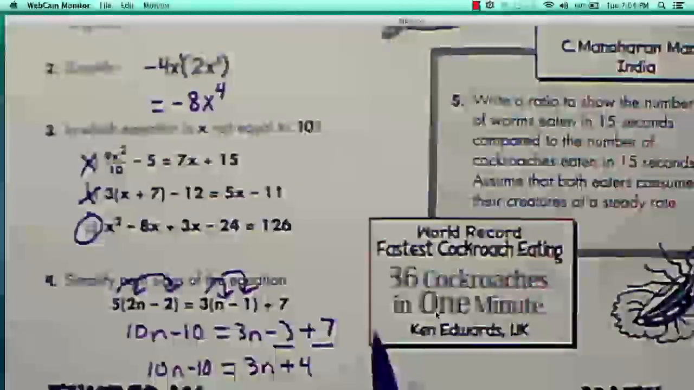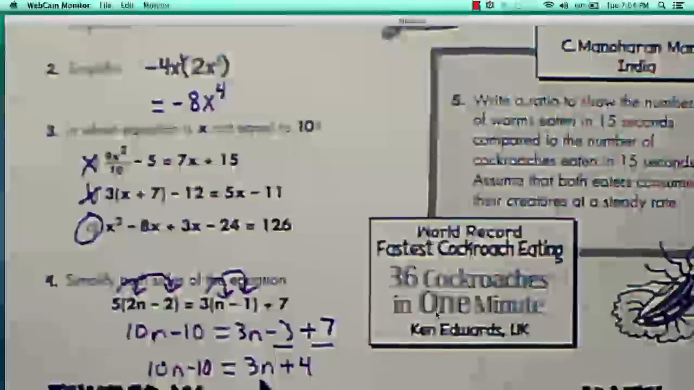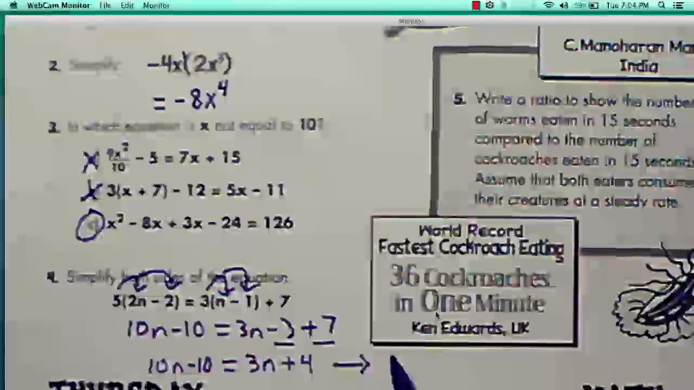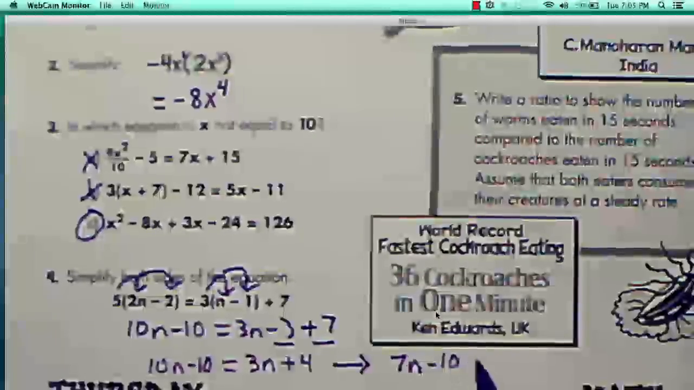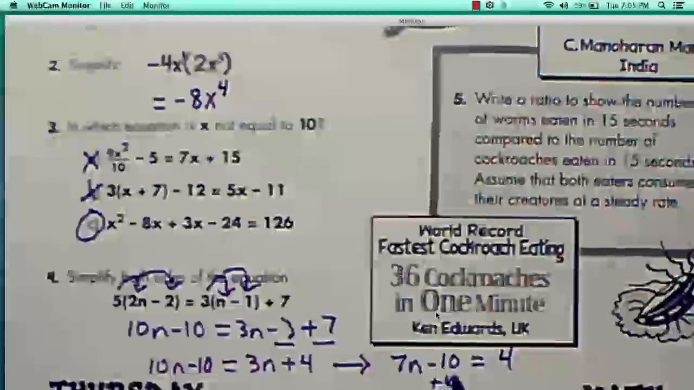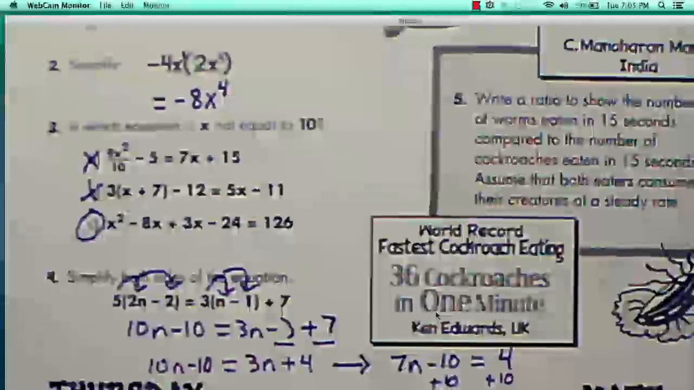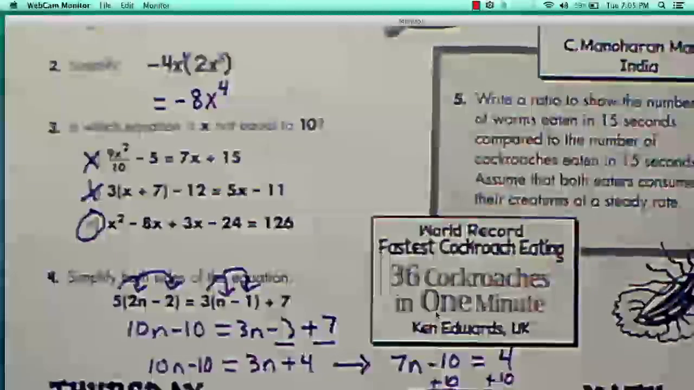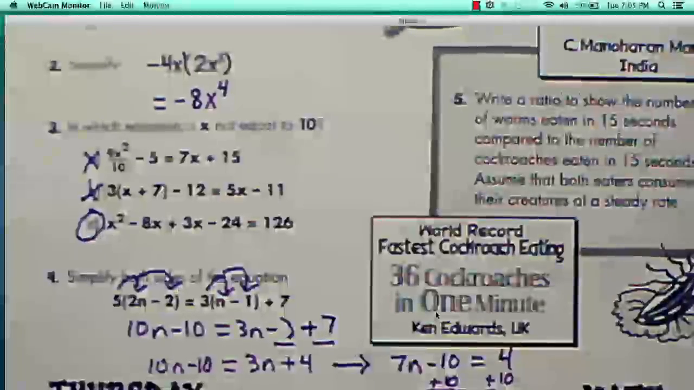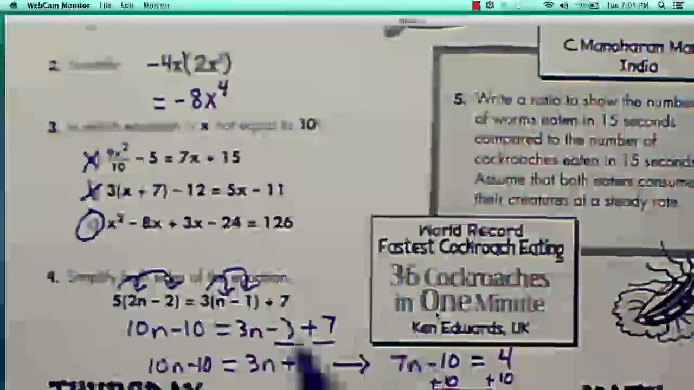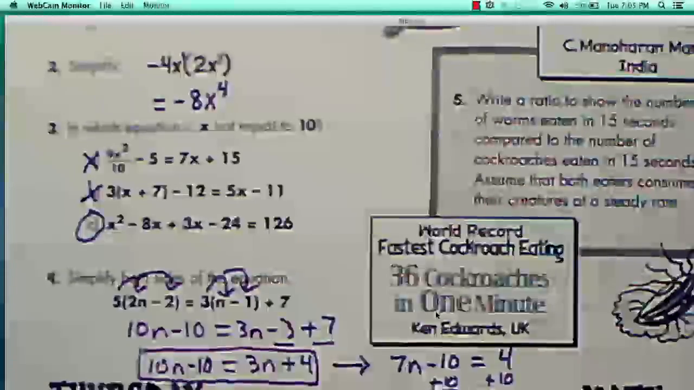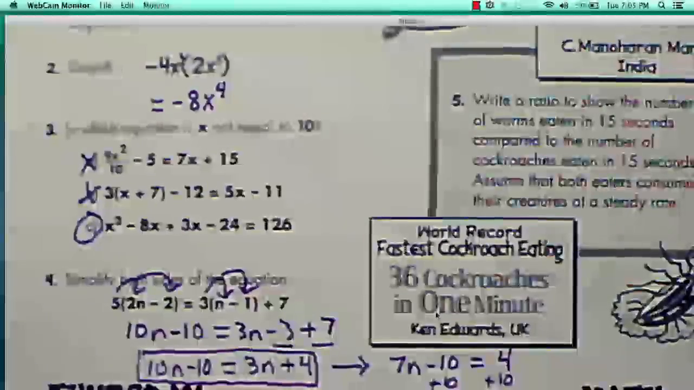It doesn't ask to solve, but I'm going to further solve this. Subtracting 3n from both sides will yield the left side 7n minus 10 is 4, and then adding 10 to both, we will get 7n is 14, and then dividing by 7, n will be 2. As the problem asks, we would be complete right here.